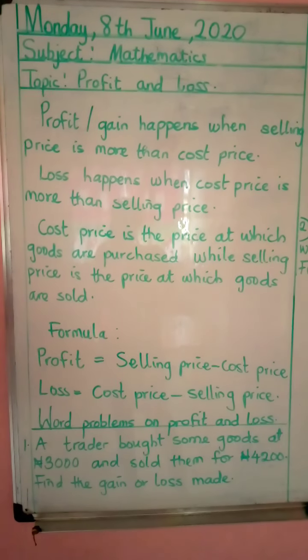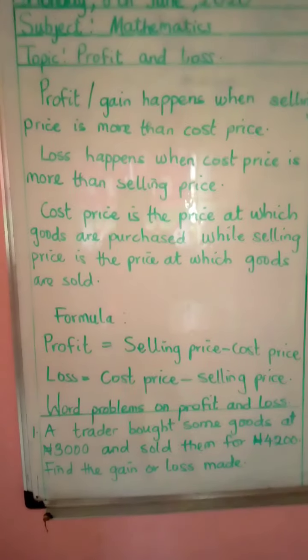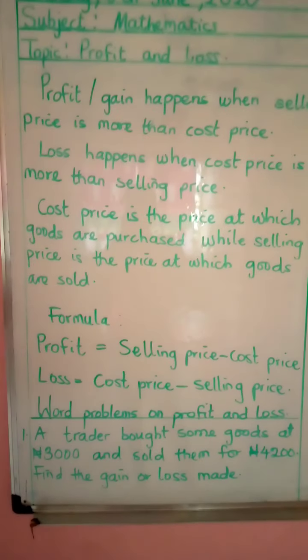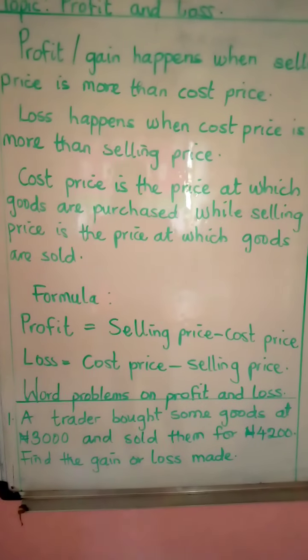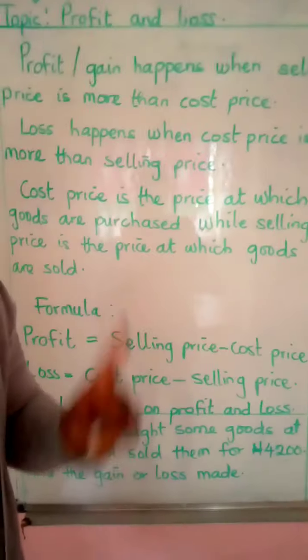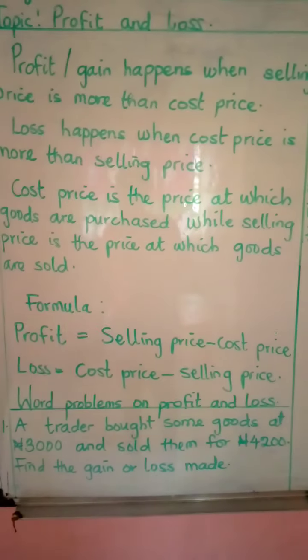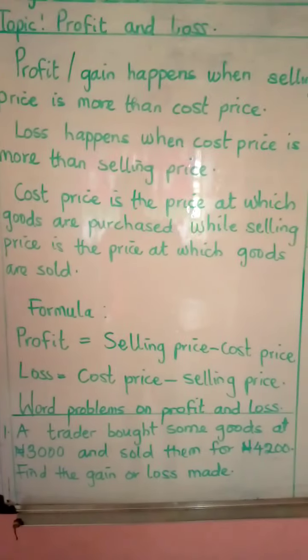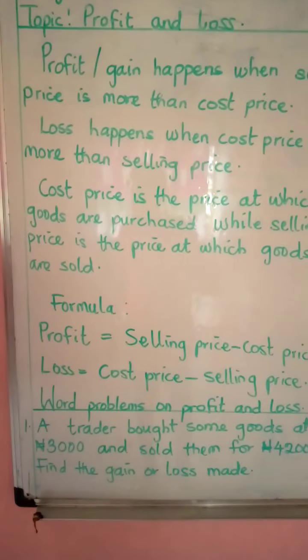Now, we have the formula here on the board. Profit, selling price minus your cost price. The amount you sold your goods minus the amount you bought your goods. That will give you your what? Your profit. Beautiful.